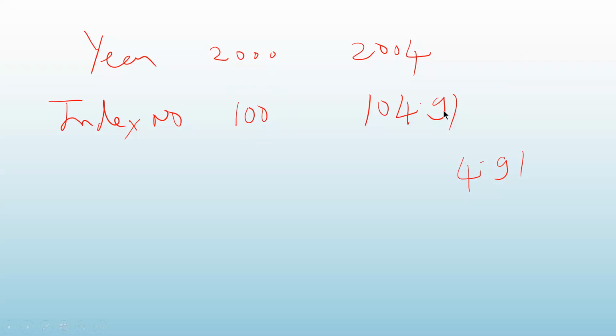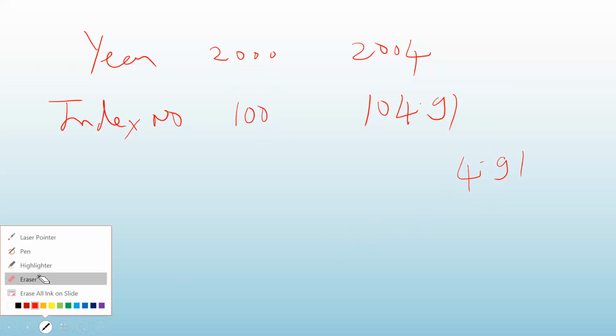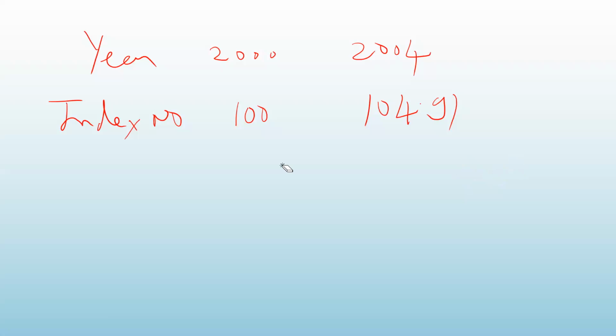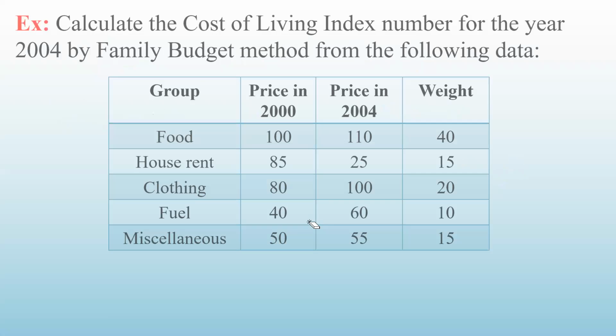104.91. That means the prices have increased 4.91%. Okay, that is the meaning of cost of living index number. So cost of living has increased. That is the meaning. Okay, so I hope you have understood the meaning of cost of living. Okay, always the base year index is always taken as 100. Let us go to the next problem.